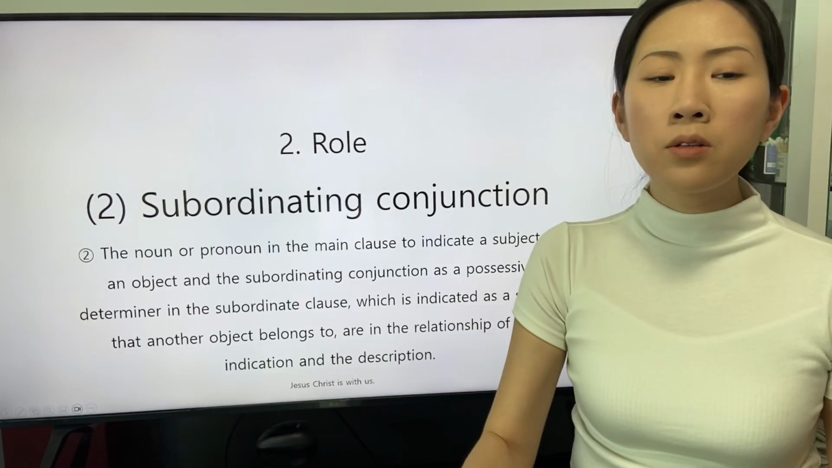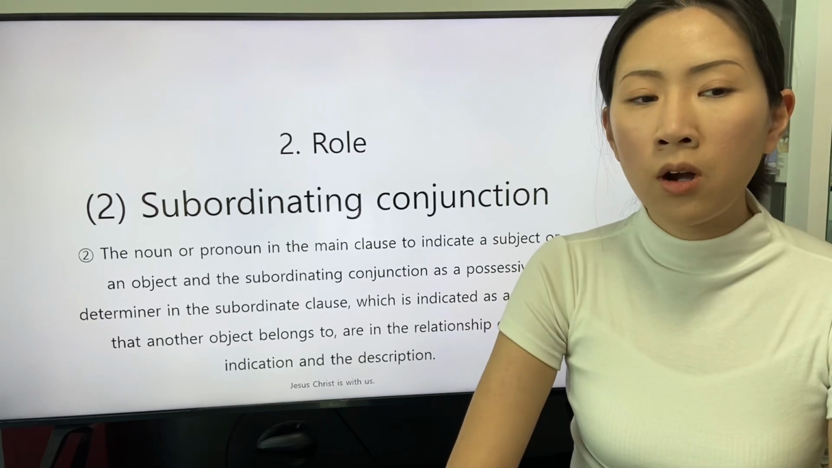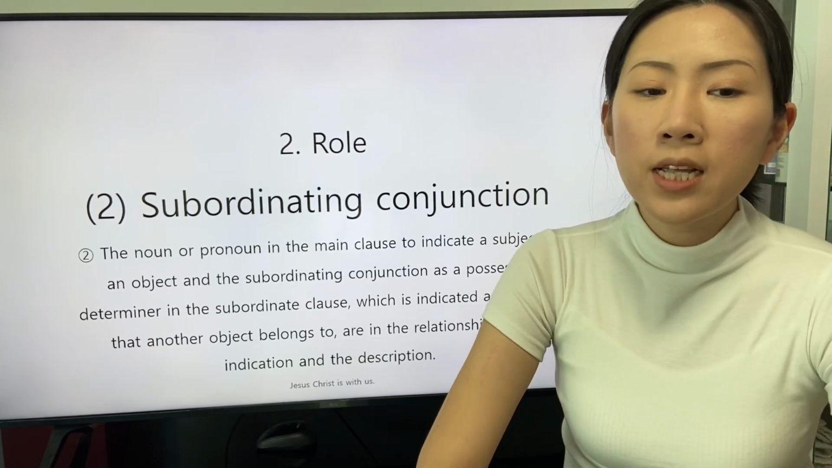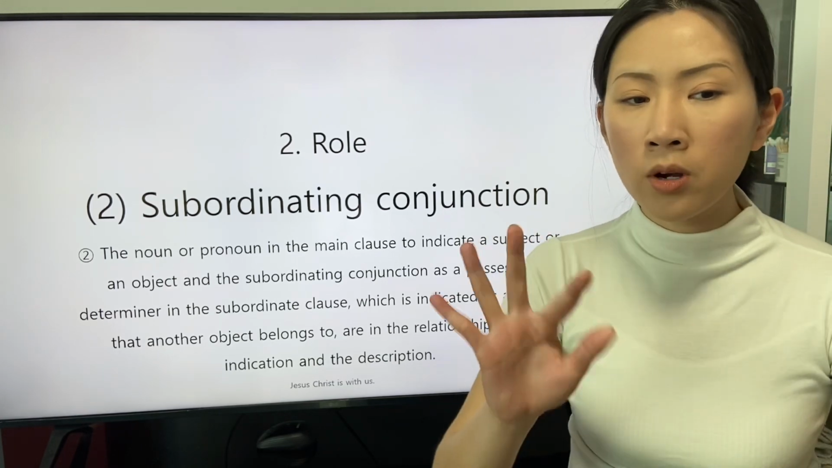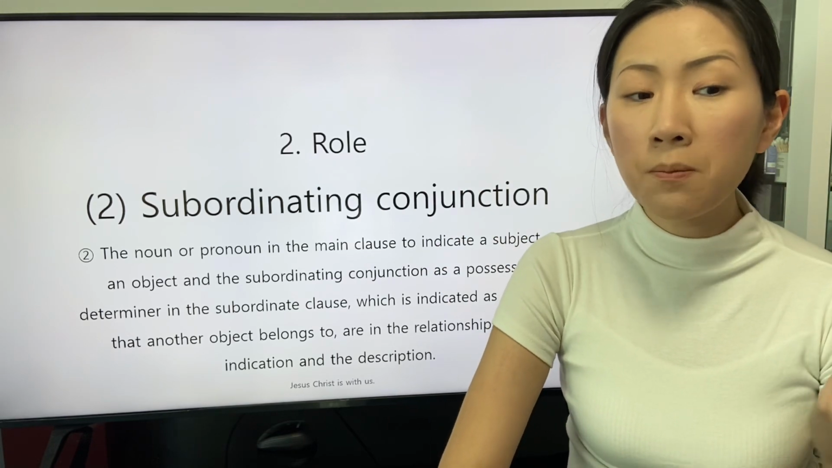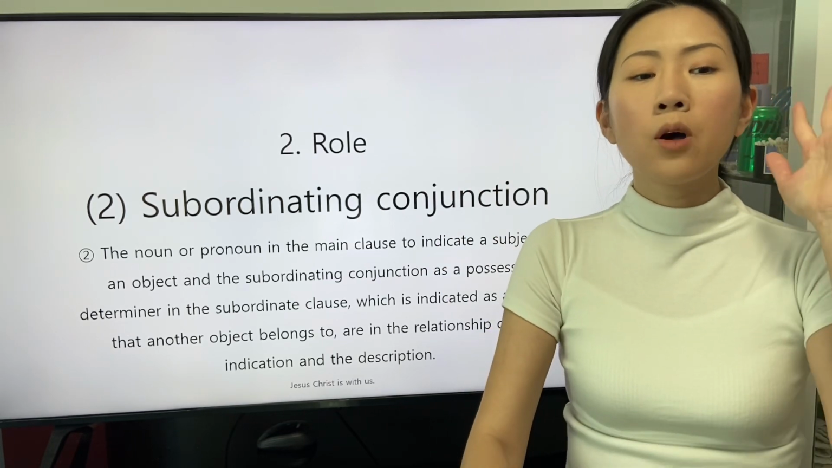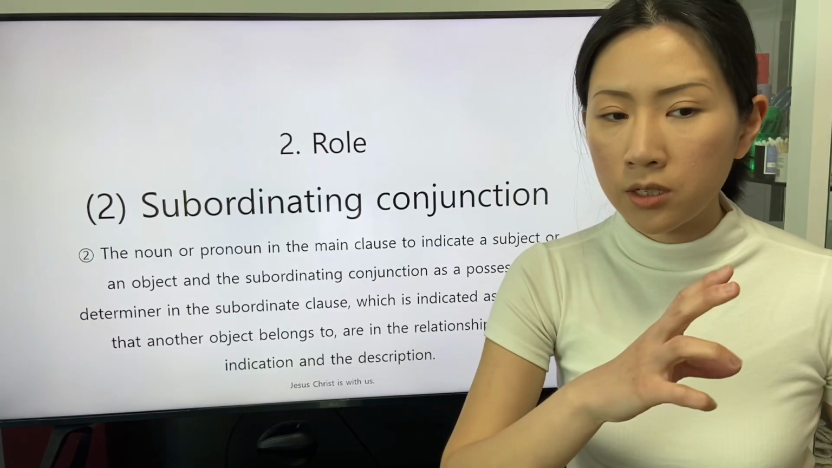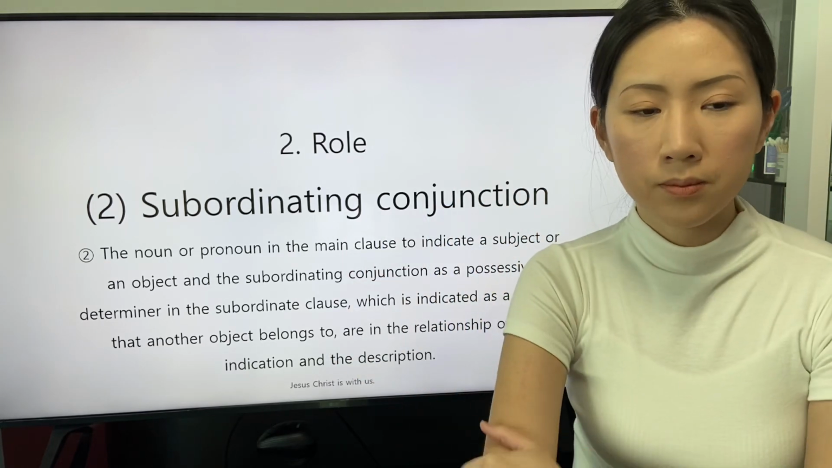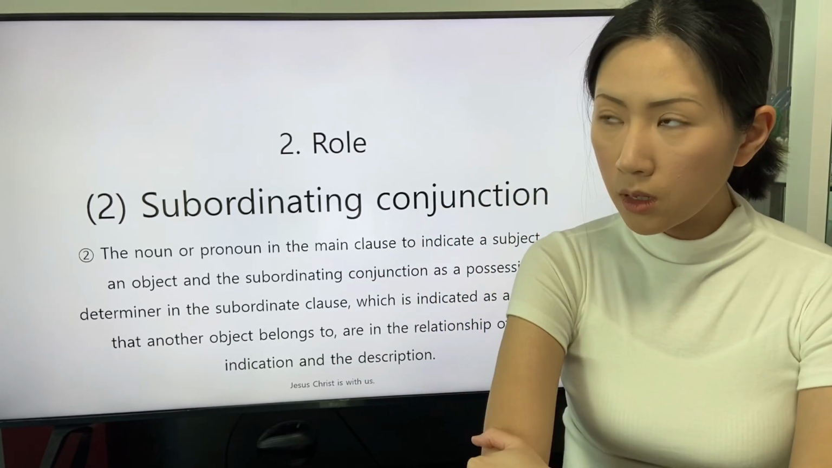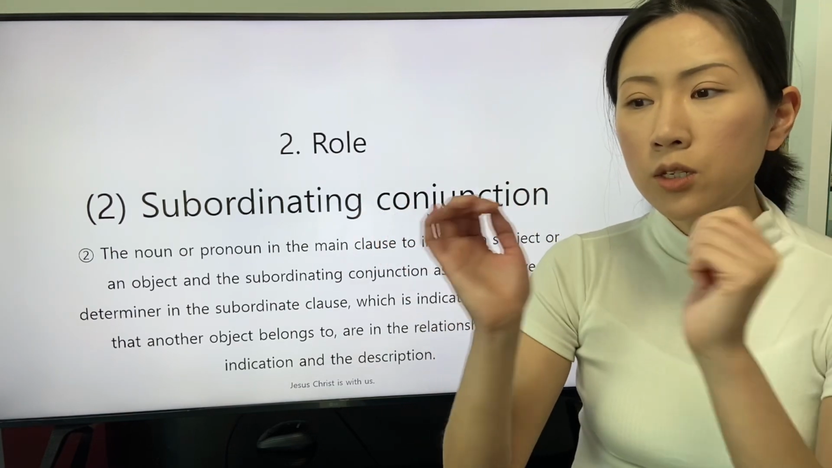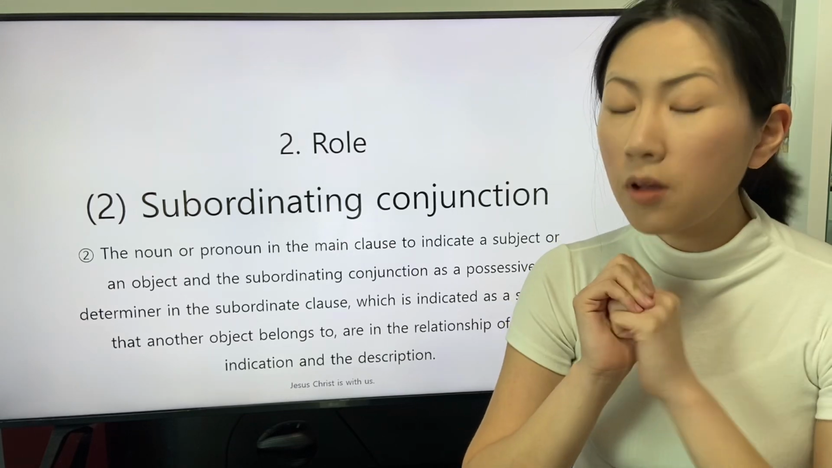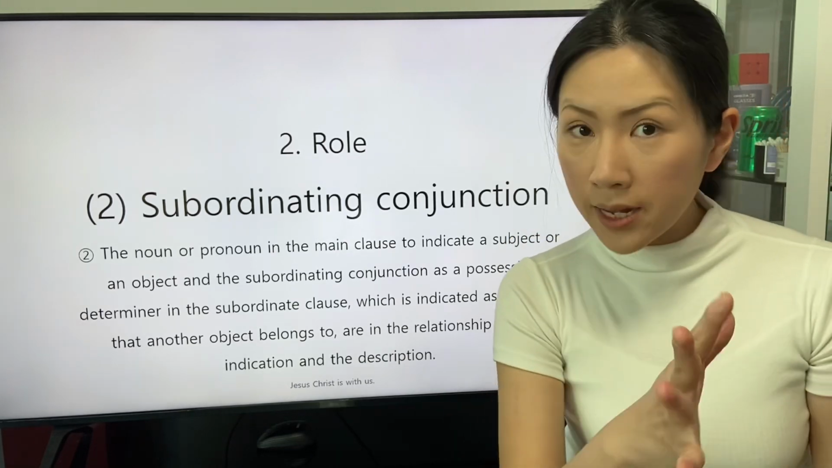The noun or pronoun in the main clause to indicate a subject or an object, and the subordinating conjunction as a possessive determiner in the subordinate clause, which is indicated as a subject that another object belongs to, or in the relationship of the indication and the description. The precedent to indicate a subject or an object in the main clause possesses subject, object.